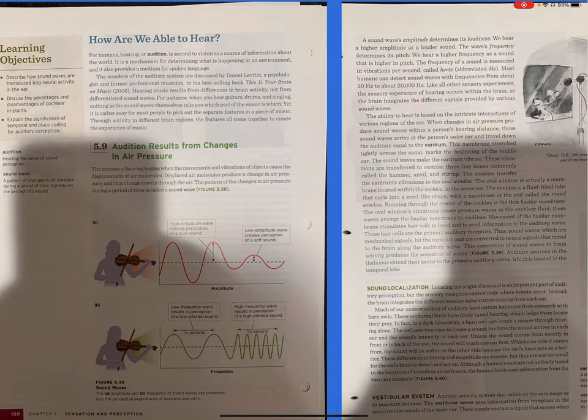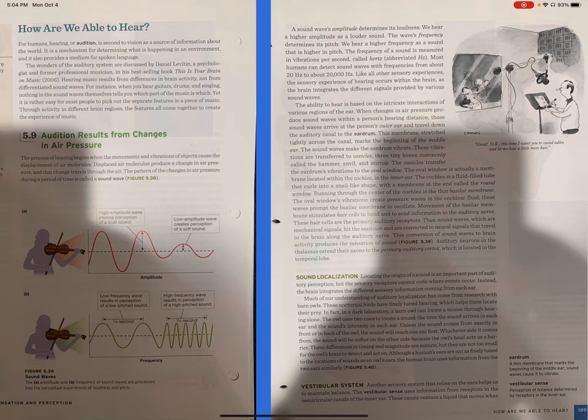We hear a higher amplitude as a louder sound. The wave's frequency determines its pitch. We hear a higher frequency as a sound that is higher in pitch. The frequency of a sound is measured in vibrations per second, called hertz, abbreviated Hz. Most humans can detect sound waves of frequencies from about 20 hertz to about 20,000 hertz. Like all other sensory experiences, the sensory experience of hearing occurs within the brain, as the brain integrates the different signals provided by various sound waves.